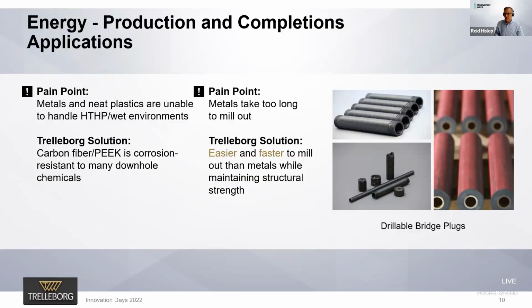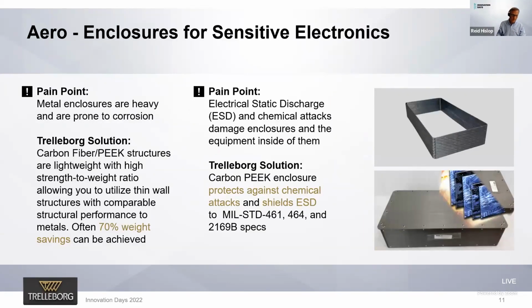You need a degree of expertise when you're machining these thermoplastic composites, but that expertise is widely known within the Trelleborg family or outside vendors. So what ends up happening is these become much easier to mill out while still maintaining structural integrity. The result ends up being less downtime when compared to using metals. So let's move on to a couple of aero examples.